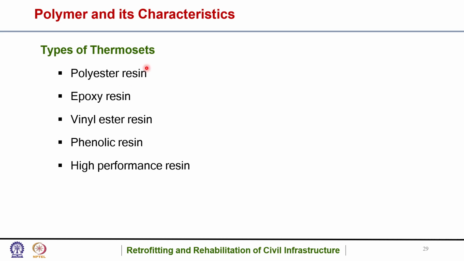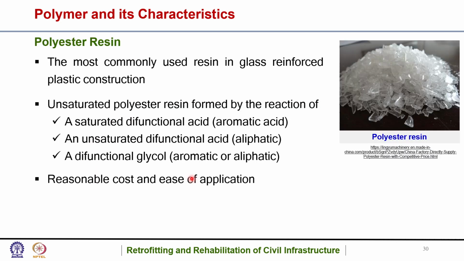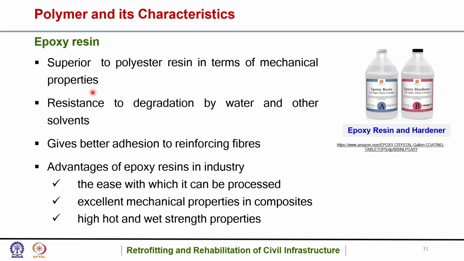So the types of thermosets can be polyester resin, epoxy resin, vinyl ester resin, phenolic resin, and high performance resin. And the polyester resin, basically it is the most commonly used resin in glass reinforced plastic construction. They are unsaturated polyester resin formed by the reaction of a saturated difunctional acid or aromatic acid, then an unsaturated difunctional acid which is aliphatic, and a difunctional glycol which is aromatic or aliphatic. So it can be both, and they have reasonable cost and ease of application, so that is also a benefit.